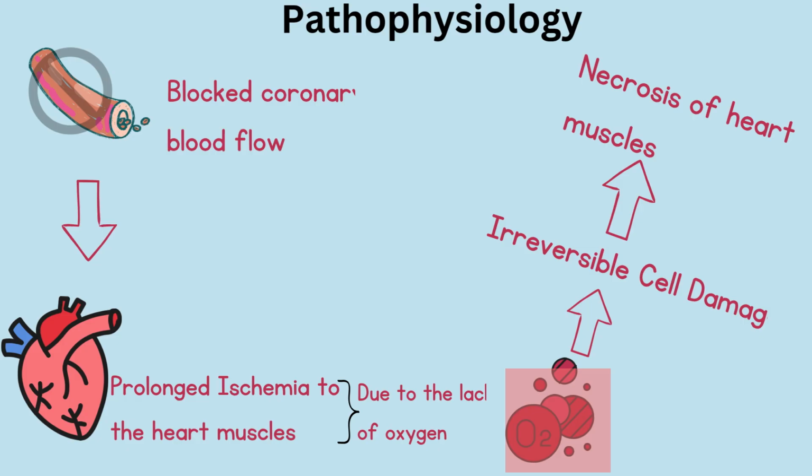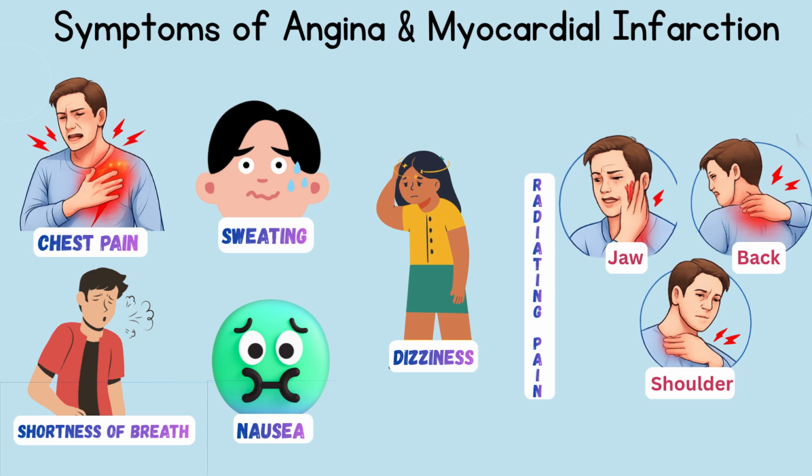Now let's move on to myocardial infarction, commonly known as a heart attack. In simple terms, myocardial infarction occurs when there is a prolonged interruption of blood supply to the heart muscle, leading to irreversible myocardial cell injury and necrosis. Unlike angina, where the damage is temporary and reversible, myocardial infarction results in permanent death of cardiac muscle tissue if blood flow is not restored promptly.